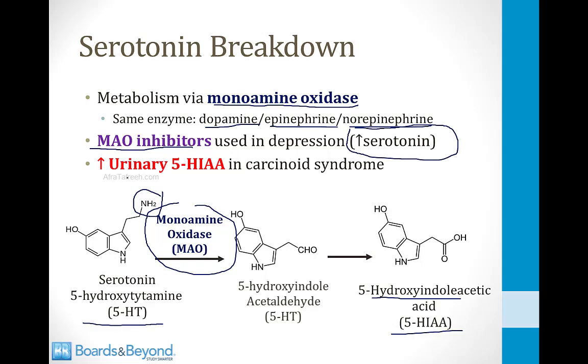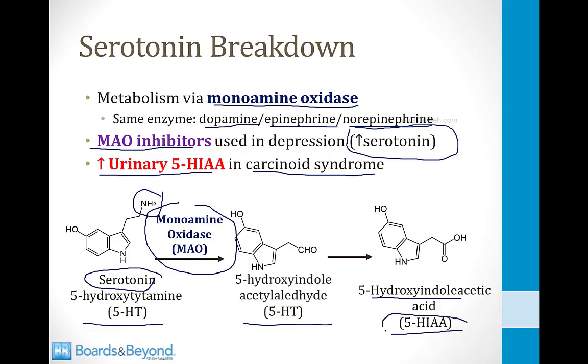In addition, urinary levels of 5-HIAA are sometimes measured to diagnose the carcinoid syndrome, and that should make sense to you now because, as we've discussed, carcinoid patients have increased levels of serotonin coming from tumors, and therefore they have increased levels of 5-HIAA in their urine.